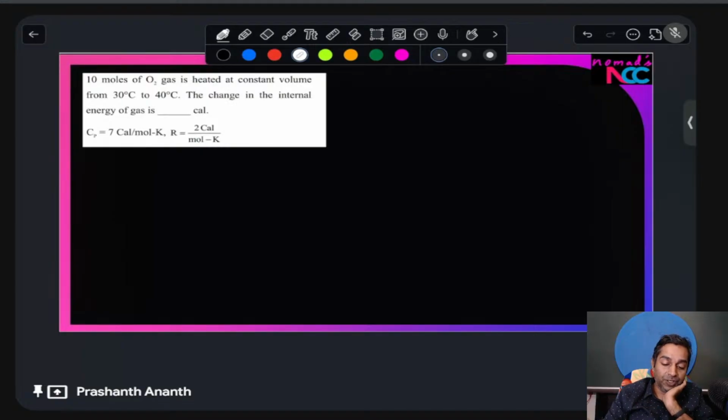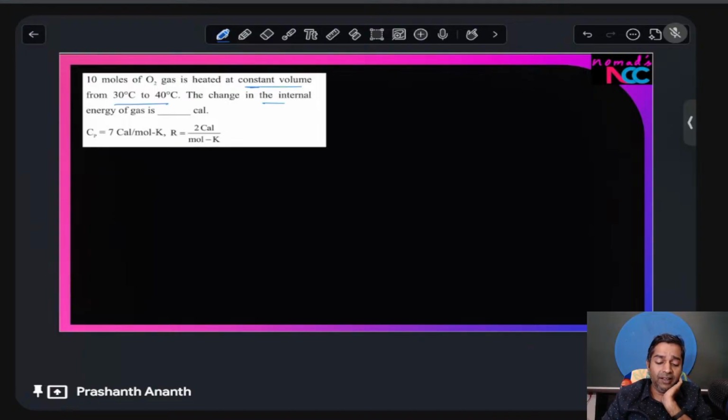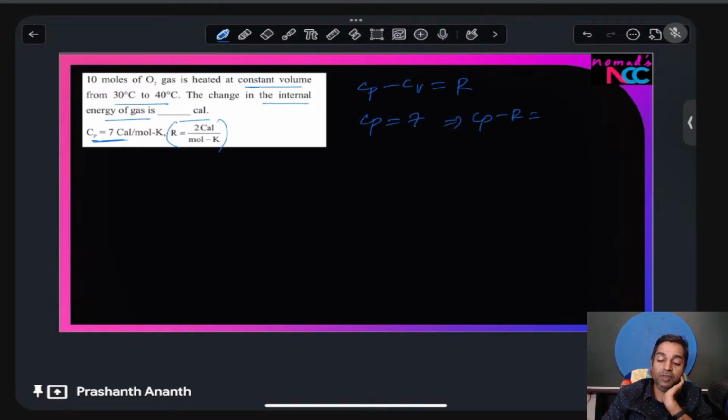10 moles of oxygen gas is heated at constant volume from 30 degrees to 40 degrees. Change in the internal energy of the gas is what? They're giving a Cp. Good people have given a Cp. So we know already Cp minus Cv is supposed to be equal to R. They've given R here nicely for that purpose only. So Cp is given as 7. So Cp minus R is equal to Cv. So we end up having Cv working out as 5 calories wise.